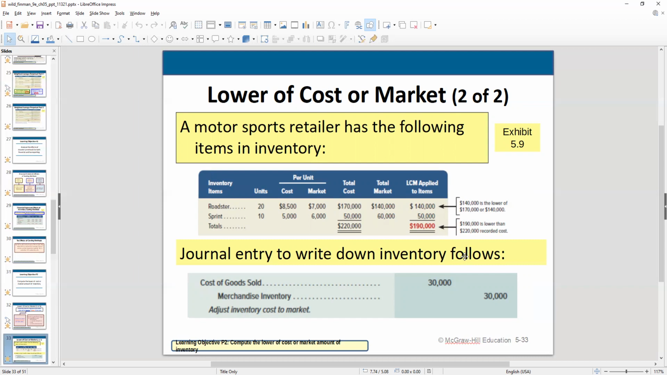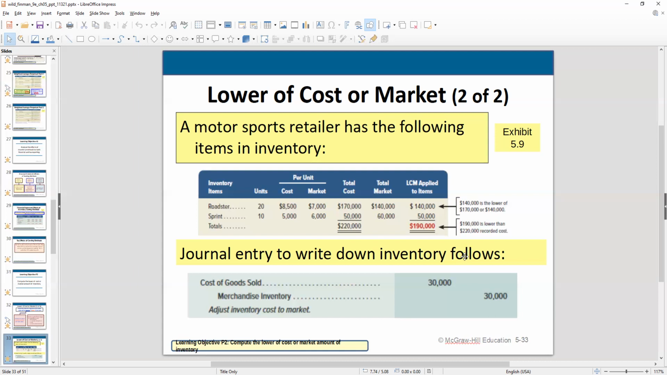What's lower here for the Sprint? Well, what's lower for the Sprint is the cost. All right. So we can eliminate market. It's lower of cost or market. And because the market went up, we're going to keep that inventory at $50,000. But if we go up to Roadster, all right, our total cost was $170,000. And then we have a market value of 140. So we've got to mark that inventory down to $140,000.